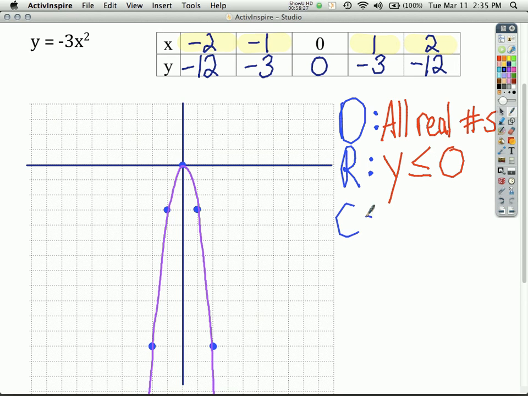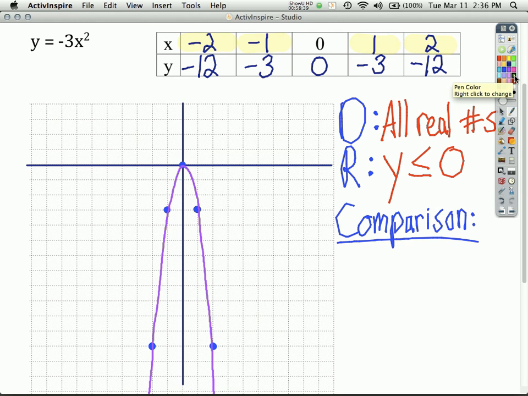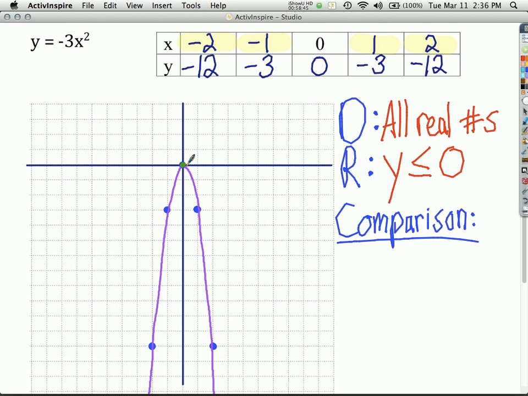And then our comparison. We need the parent function on our graph, and it's easy to draw. The vertex is at 0, 0, so I'm just going to put another dot right there, and then we go to 1, 1, negative 1, 1, 2, 4, negative 2, 4. It's the same every time. And now I'm going to sketch the curve. And now compare.